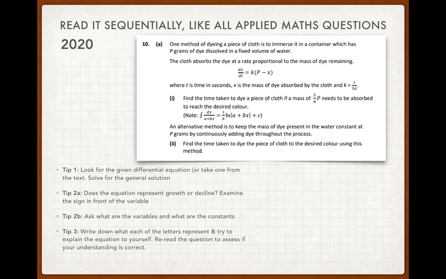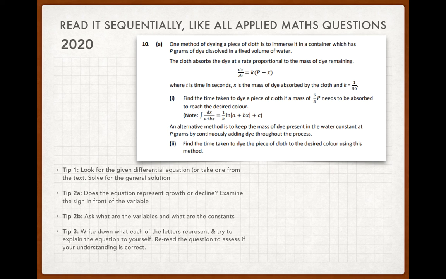Okay, so let's go to the questions. Find the time taken to dye a piece of cloth. Okay, so we're looking for t. If a mass of 5/8 p needs to be absorbed to reach the desired colour. Okay, 5/8 p needs to be absorbed. That tells me that that's related to the x value, because x is the mass of dye absorbed by the cloth. They're using the same word, absorbed. So we have a limit there. When t is equal to T, x equals 5p/8. And that's a second condition. It's not my initial condition, it's the second condition.